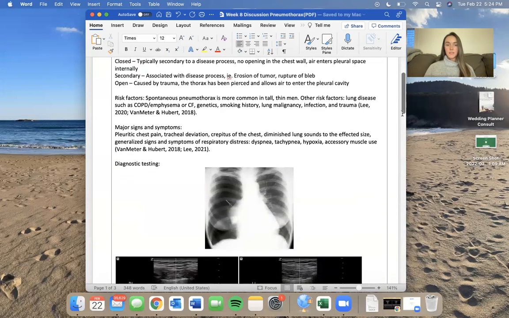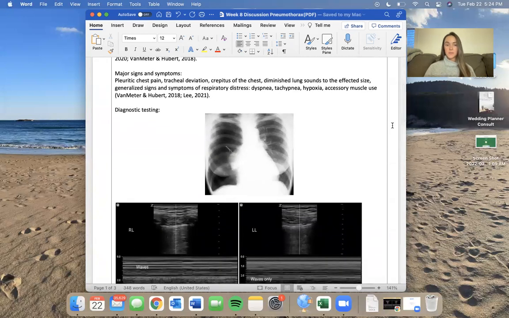Some risk factors, like I said, the spontaneous pneumothorax is more common in tall, thin men. Other risk factors include lung disease such as COPD, emphysema, cystic fibrosis. Genetics plays a factor. Smoking history increases your risk. Lung malignancy, and infections such as pneumonia, and trauma.